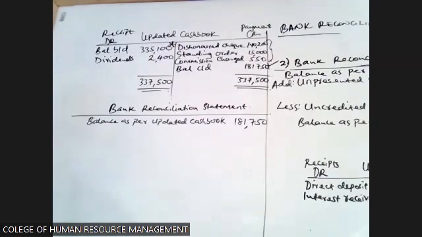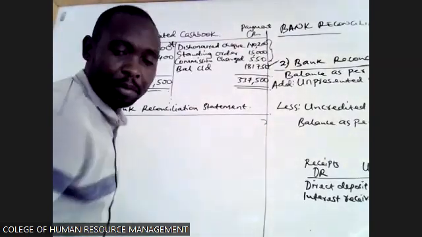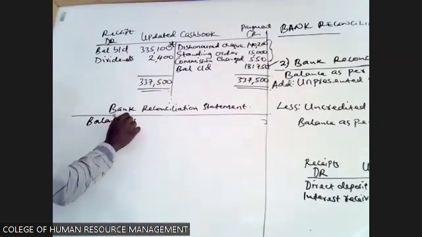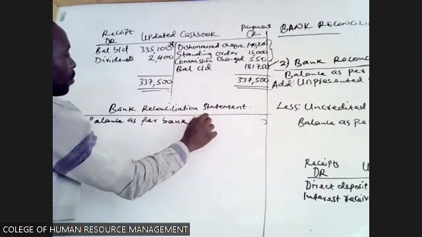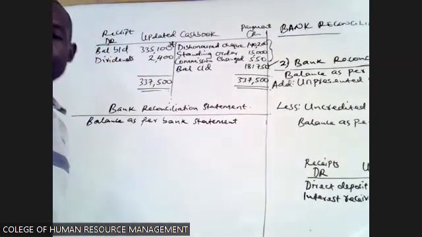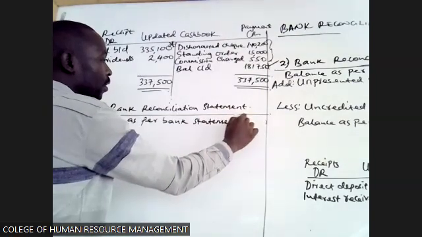Can I request you use the second method of reconciliation so that we can get both of them? Okay, let me use the second format, no problem. Then I will start with the balance as per bank statement. You use the balance as per the bank statement given in the question. The bank statement had a credit balance of 122,450. Use that.